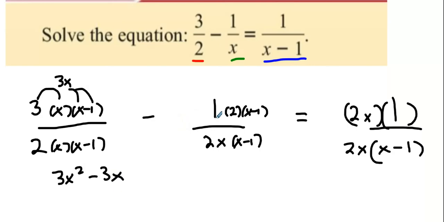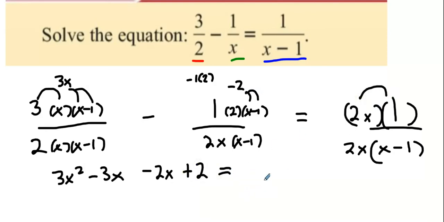The next thing we're going to do is see the minus here? This minus belongs to the 1 times the 2. So minus 1 multiplied by 2 is minus 2. And then minus 2 multiplied by x is minus 2x. Minus 2 multiplied by minus 1 is plus 2. And then we get 2x multiplied by 1, which is equal to 2x.